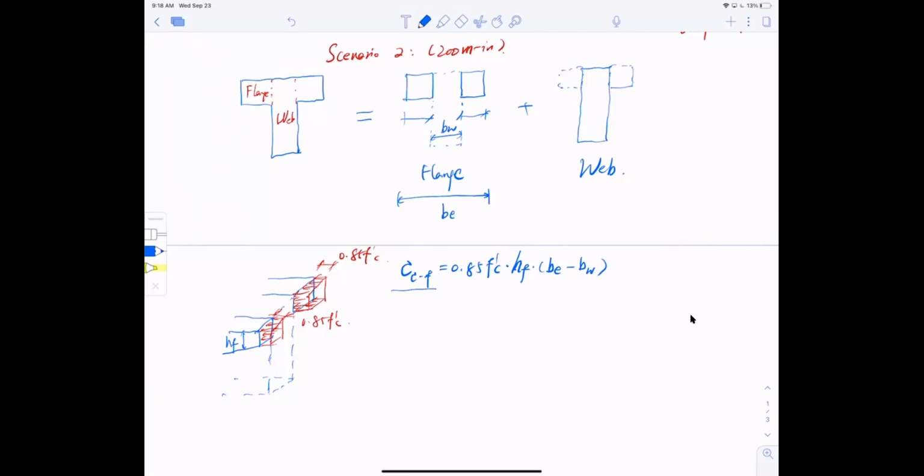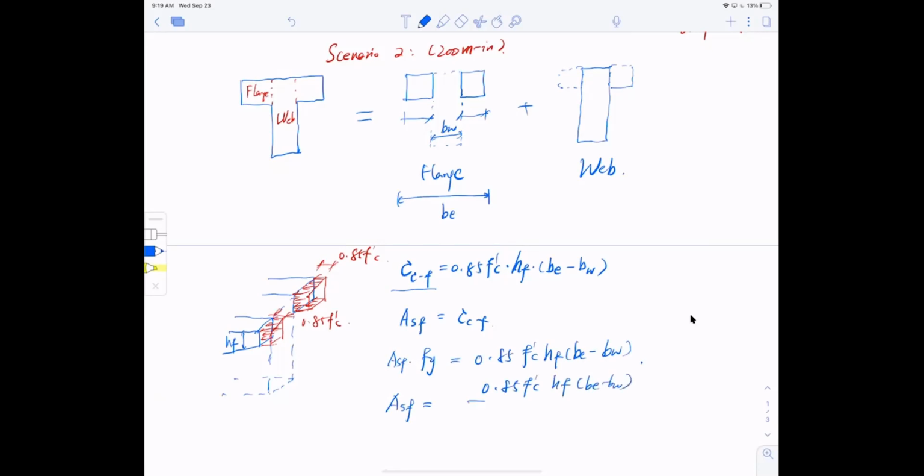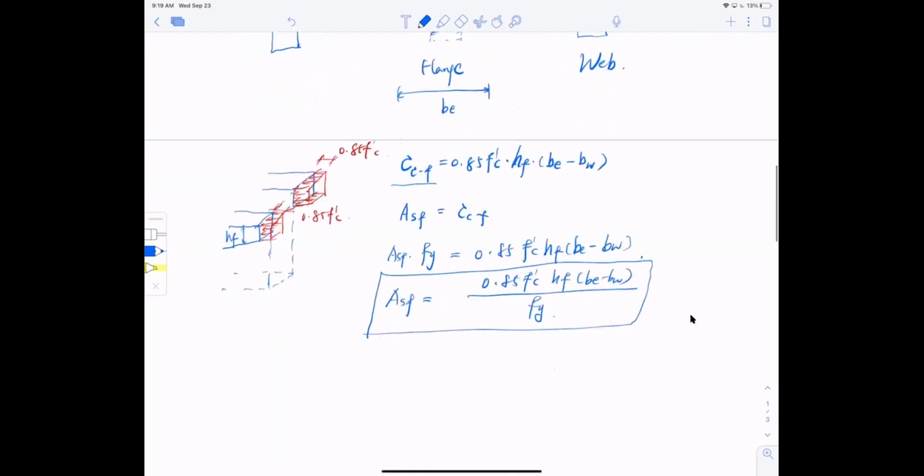With that, I can compute the required reinforcement for this. I can call it As1 or Asf, for the flange, equal to CC flange. That means Asf fy equals 0.85 f'c hf, which is the height of the flange, times be minus bw. So Asf equals 0.85 f'c hf (be minus bw) divided by fy. This is the required reinforcement for the flange.